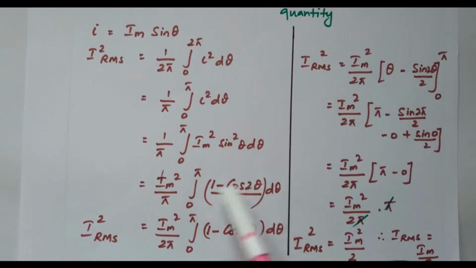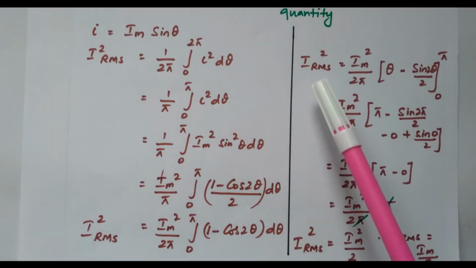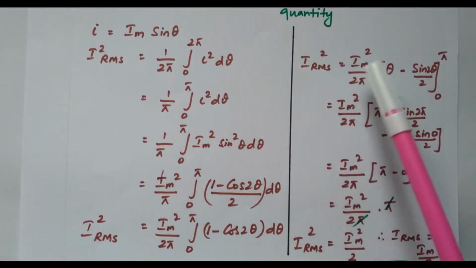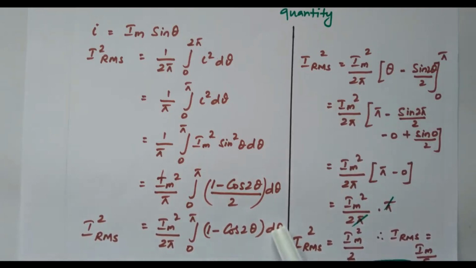Now we can easily integrate this. This 2 is also taken outside. So Im square divided by 2 pi into the integral 0 to pi, (1 minus cos 2 theta) into d theta. Now we need to integrate this. We'll refer here, I RMS square equal to Im square divided by 2. So the integral of 1 is d theta, and integral d theta is theta. Integral cos 2 theta is sin 2 theta divided by 2. Right? These two terms are integrated.